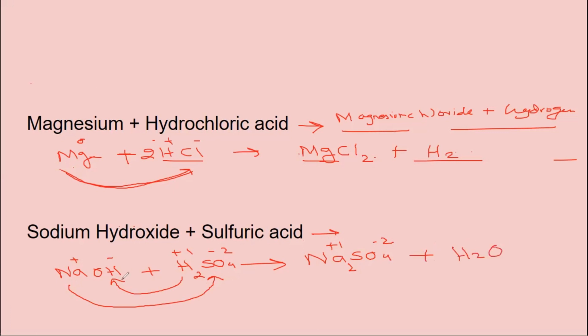Balance the equation now. Here we can see 2 sodium, so just simply write 2 here. 2 sodium, 2 sodium, 2 hydrogen and 2 hydrogen, 4 hydrogen. Over here there are only 2 hydrogen, so make it 4. On this side with NaOH, you have written 2, so this oxygen has also become 2, and 1 sulfate, 1 sulfate. This equation is balanced. So now after the arrow, you can write in words: sodium sulfate plus water.